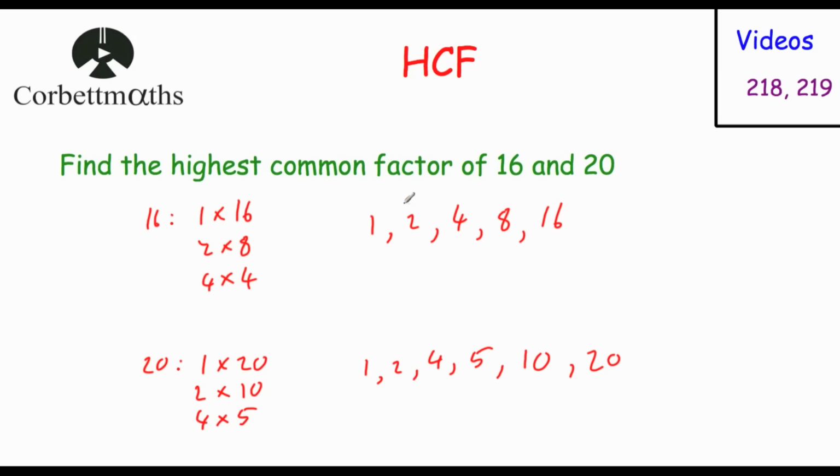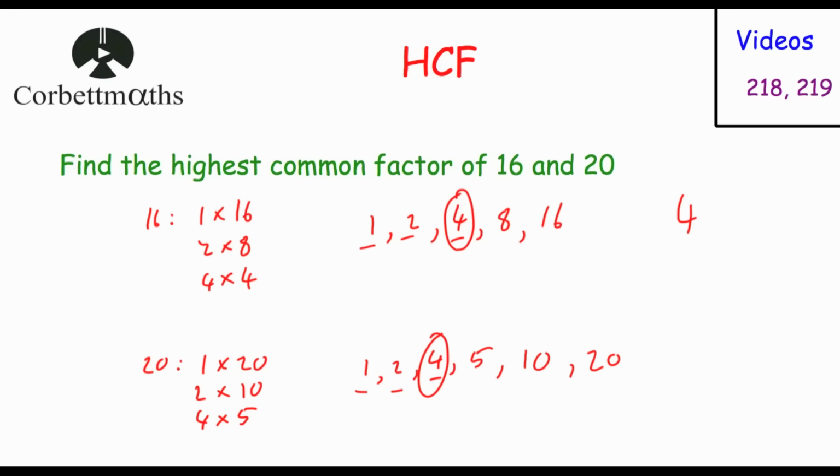And let's look at our common factors. Our common factors are 1, 2, and 4. So they are our common factors. And the highest common factor, well, that's going to be 4. So the highest common factor of 16 and 20 is 4. And this topic is particularly useful if you want to cancel fractions and factorize and things like that.